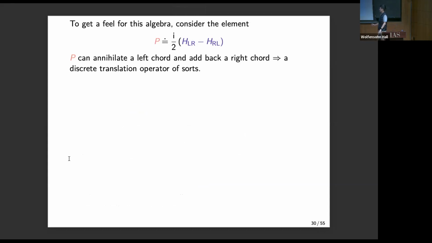Now we can relax a little bit and discuss some more concrete things. Let me try to give you some feel for the algebra by focusing on a particular generator, which is this momentum generator. It's the difference between HLR and HR. First of all, remember, this thing basically creates a left chord and annihilates a right chord. So this is just a sort of discrete translation operator, right? It removes one of the left chords and puts it back on the right. So that moves the matter particle in the wormhole.